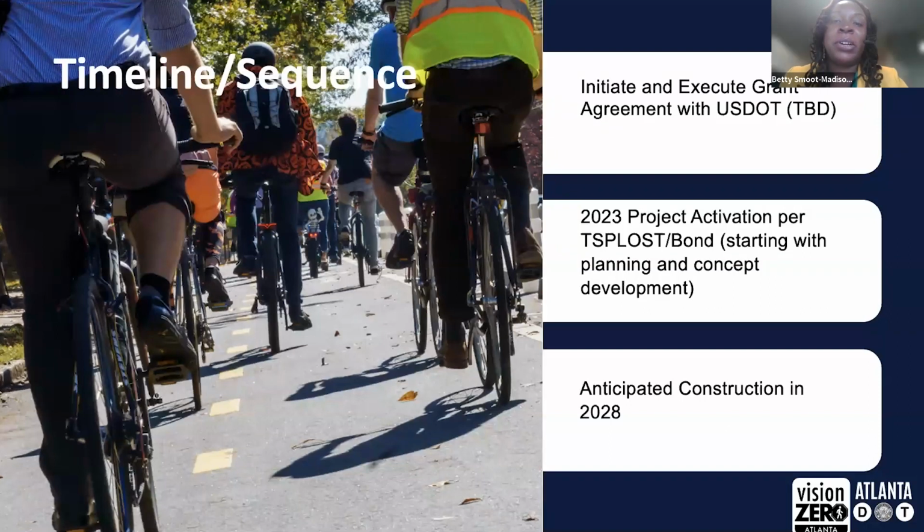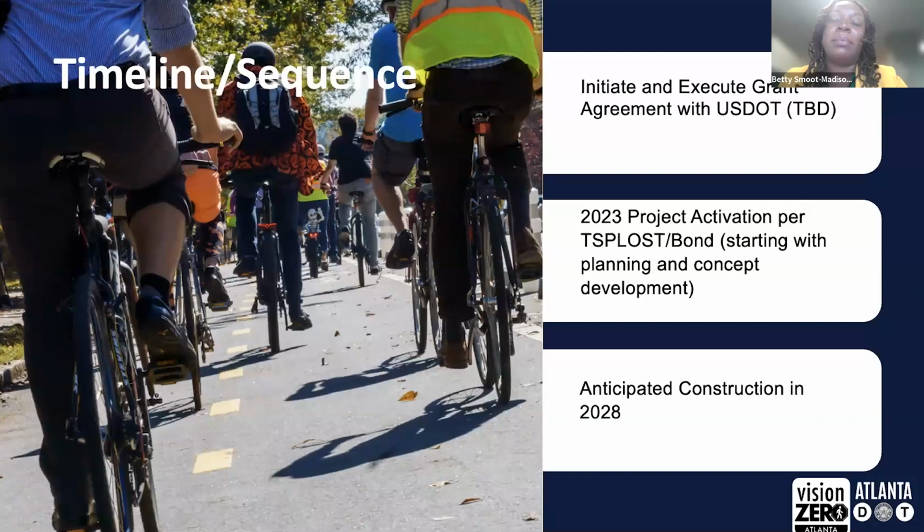And so, just a quick summary of the timeline. Our first steps will be to initiate and execute the grant agreement with USDOT. So we're working through that now, and we anticipate that will move pretty quickly. As a part of our TSPOS and bond program, we were already anticipating a 2023 project activation, starting planning and concept development this year.